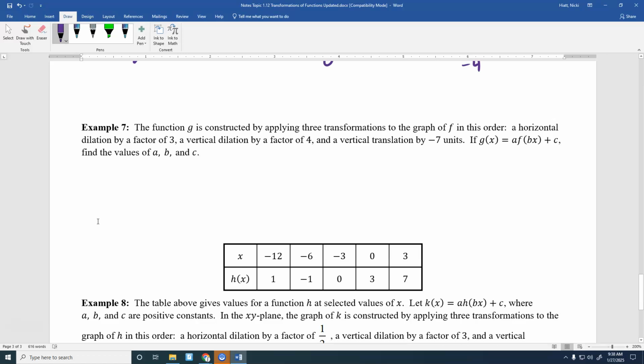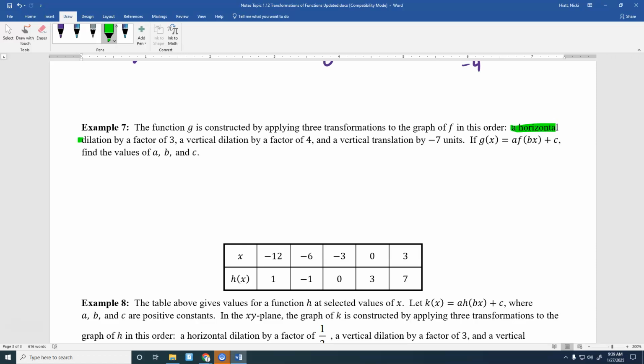7 says the function g is constructed by applying 3 transformations to the graph of f in this order. A horizontal dilation by a factor of 3, a vertical dilation by a factor of 4, and a vertical translation by 7. If g of x equals a times f of bx plus c, find the values of a, b, and c. So each one of these pieces of information are going to give us either a, b, or c.